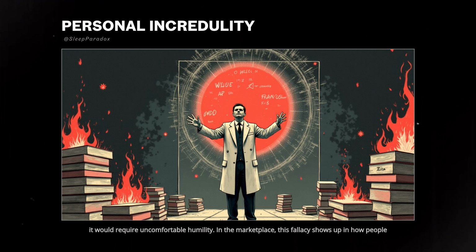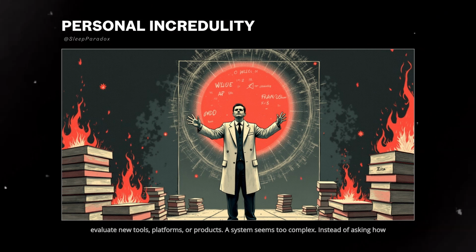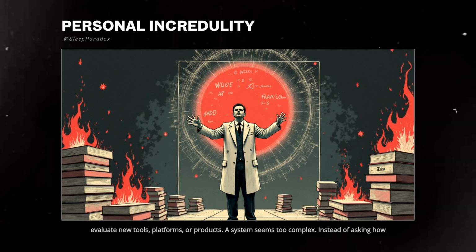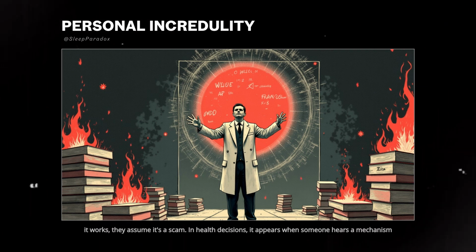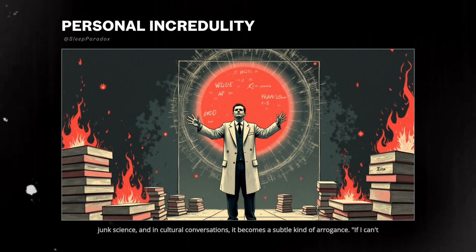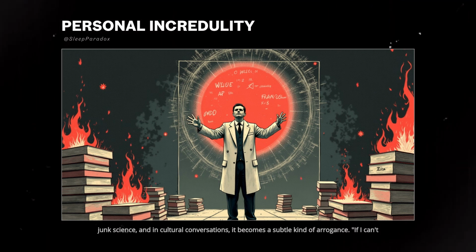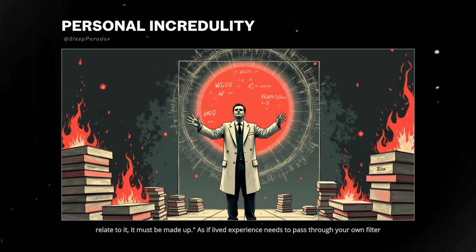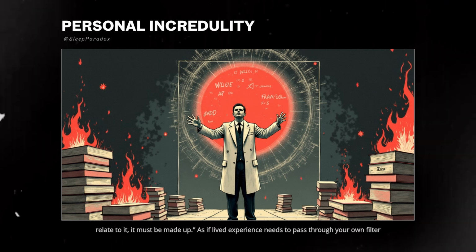In the marketplace, this fallacy shows up in how people evaluate new tools, platforms, or products. A system seems too complex. Instead of asking how it works, they assume it's a scam. In health decisions, it appears when someone hears a mechanism that doesn't match their understanding of the body. "I don't get how that could help," sounds like junk science. And in cultural conversations, it becomes a subtle kind of arrogance. If I can't relate to it, it must be made up. As if lived experience needs to pass through your own filter to exist.